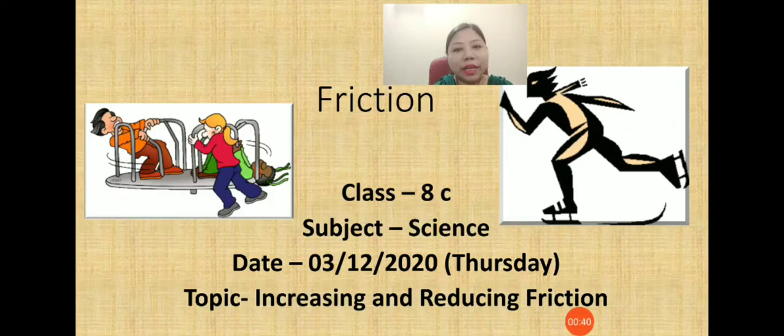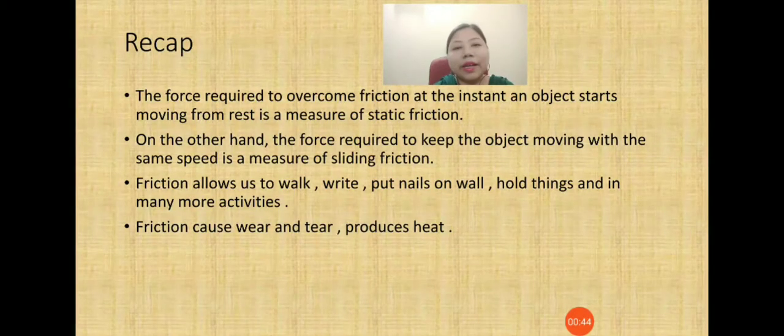Today we will be taking up the topic increasing and reducing friction. But let us look at what we have done in the previous class.